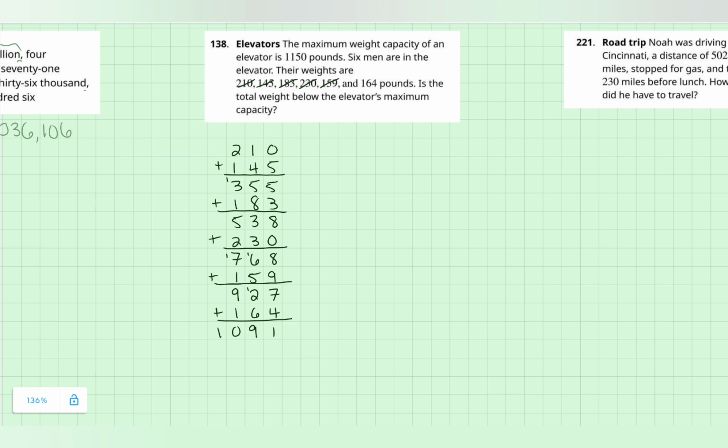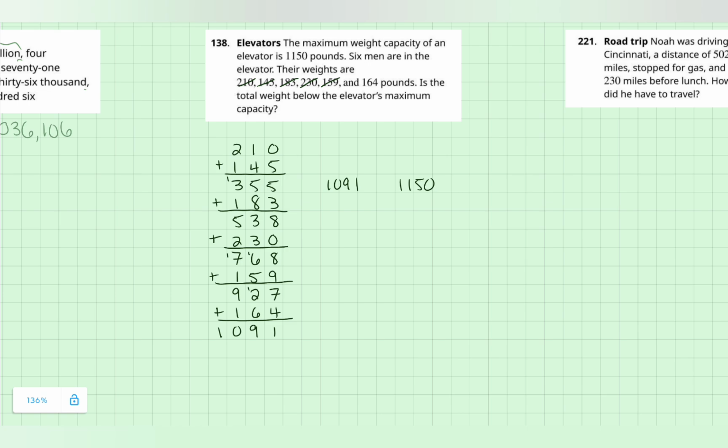So we have a total of 1,091 pounds when we add up all 6 men. Now we just need to compare that to the 1,150 pounds that's the elevator's capacity. And we have that they are less than. So they are below the maximum capacity and they are safe.